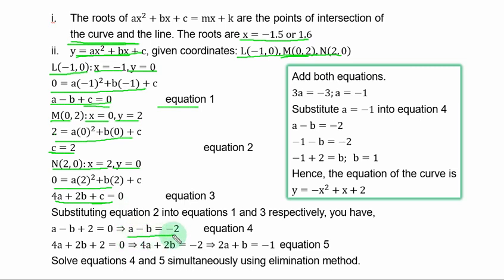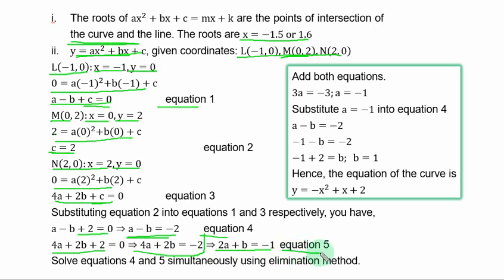From equation 1, you have a minus b plus c, that is 2, equal to 0. If you transfer plus 2 to the right hand side, you have a minus b equal to minus 2. So let's call that equation 4. Then if you take equation 3 and replace c with 2, when you transfer it to the right hand side, you have this result. If you divide through by 2, you have this result. So let's call that equation 5.